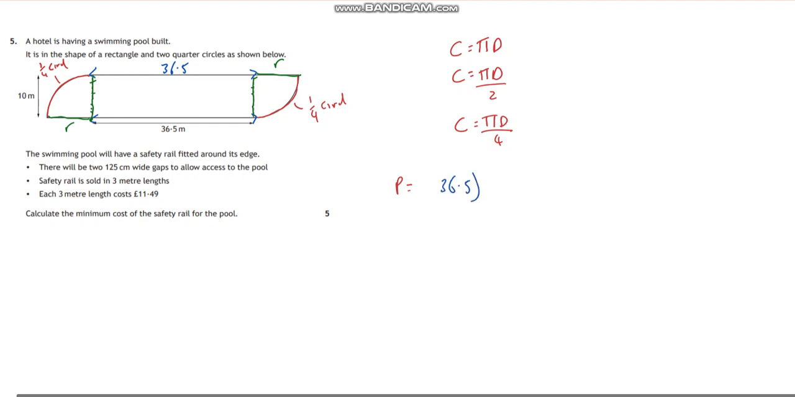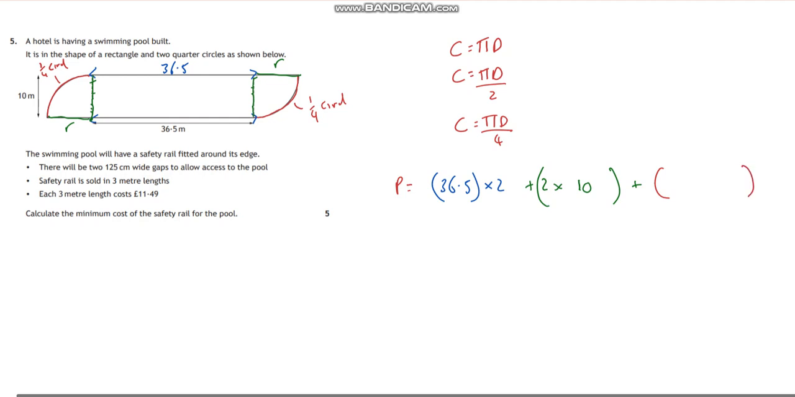36.5 times by 2. To that, I'm going to add on my 2 radius. Now the 2 radius is 2 multiplied by, what's the radius? So the radius, that whole bit there is 10, isn't it? 10, so that's 10. So if that's the radius, that'll be 10 as well. So 2 times 10. And to that, I'm going to add on the circle.